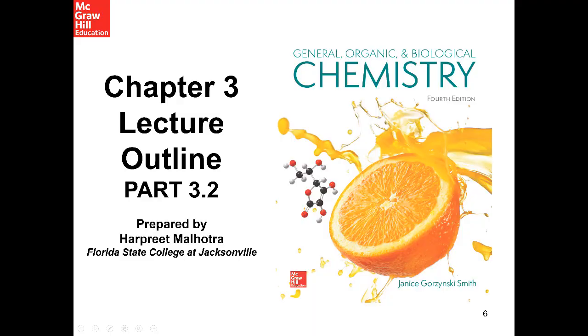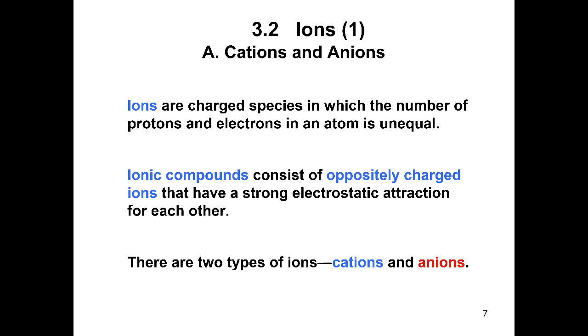In section 3.2, we're going to begin our discussion of ionic bonding. And in order to do that, let's first talk about ions themselves. Ions are charged atoms, basically, in which the number of protons and electrons are not equal anymore.